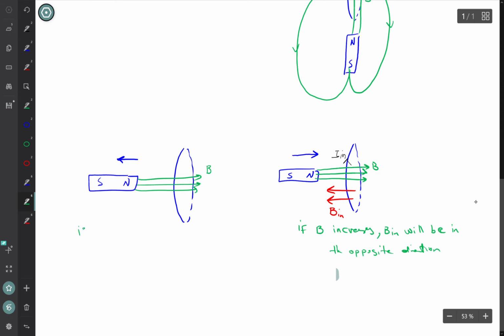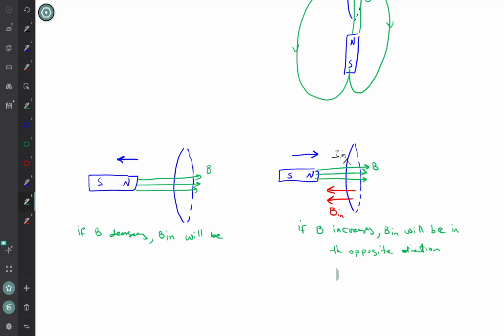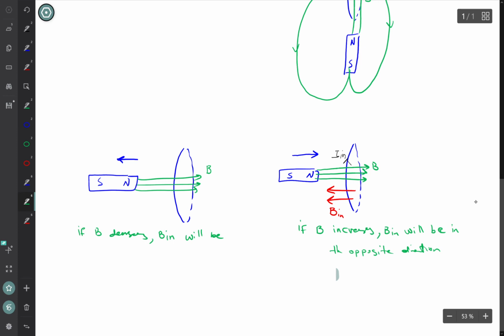So in this case, if B decreases, the loop will create an induced magnetic field to oppose the decrease. It will be in the direction of the field, because B is decreasing and the loop doesn't like it. It's going to create B induced in the same direction to increase the field. So B induced will always be in the same direction. So I have my induced B pointing to the right as well.